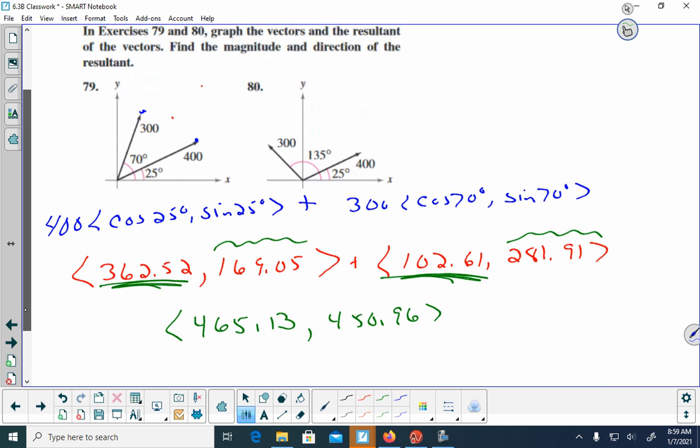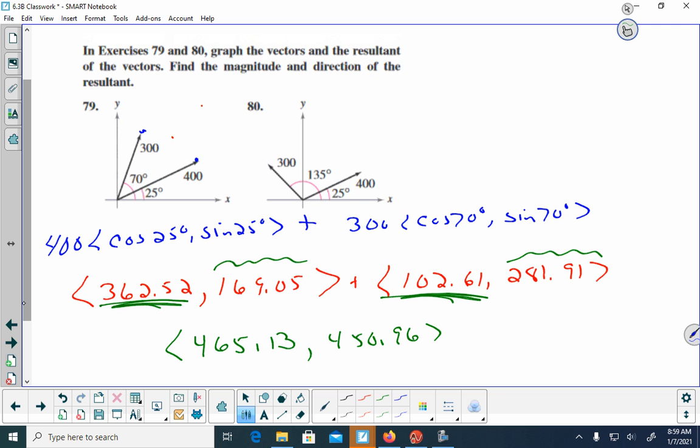So what that means is if I wanted to graph this, I would go out 465 this way, and I would go up 450 this way. This would be 465-ish, and this would be 450-ish, and I would end up with this vector here. That's what that tells me.